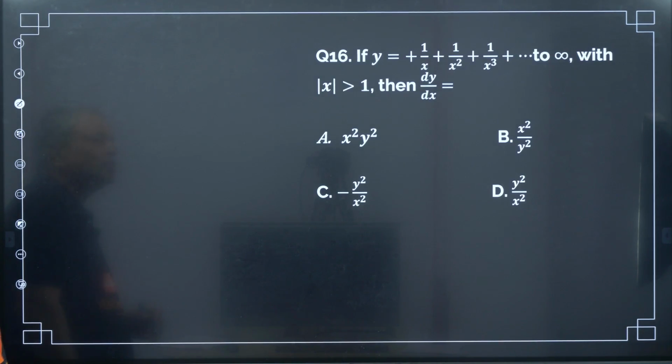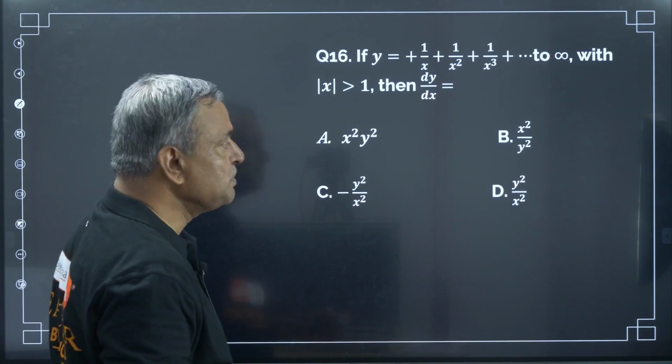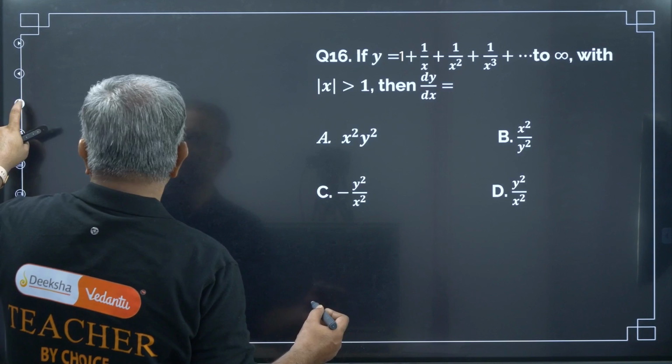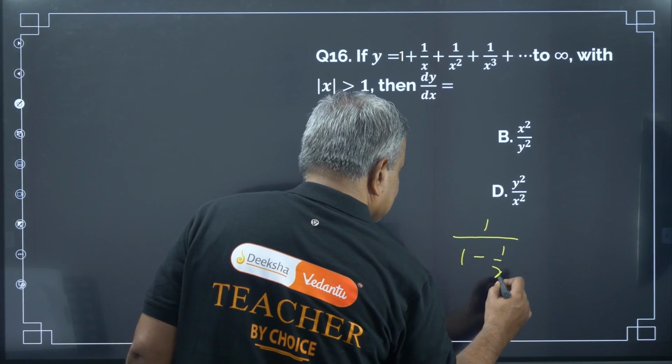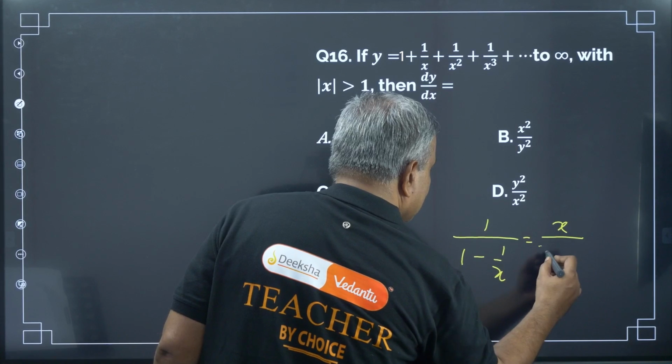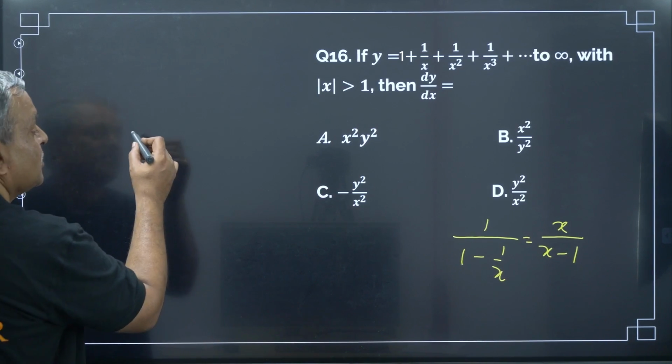Question 16: y is equal to 1 plus 1/x plus 1/x square up to infinity. So this is nothing but a GP series. If 1 is there, the whole will change. This will become 1 by 1 minus 1/x. This will become x by x minus 1. Correct? Now differentiate it. So what happens?